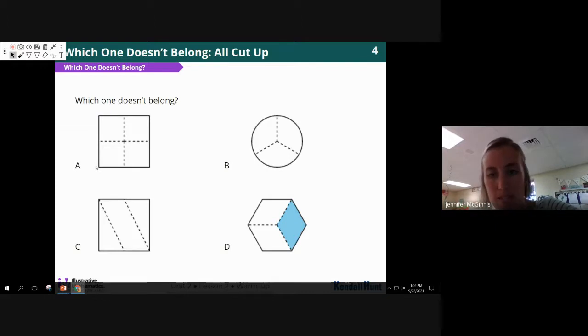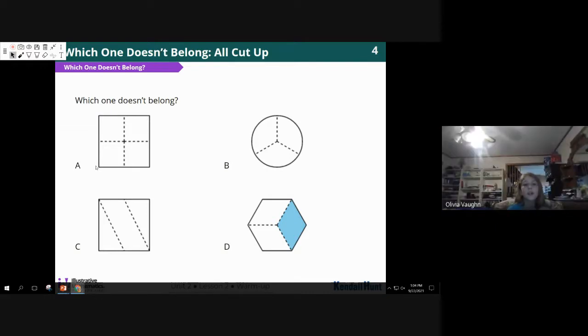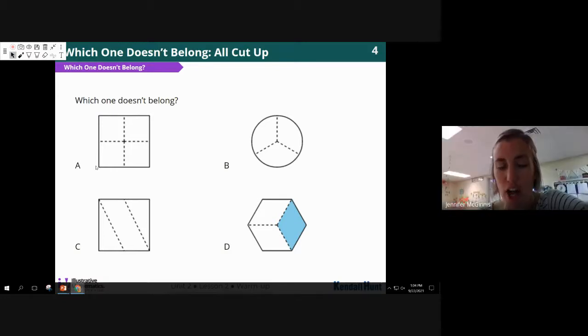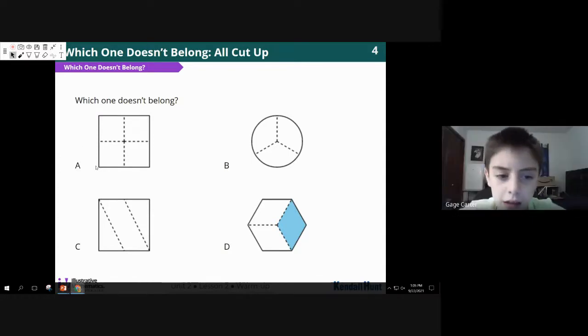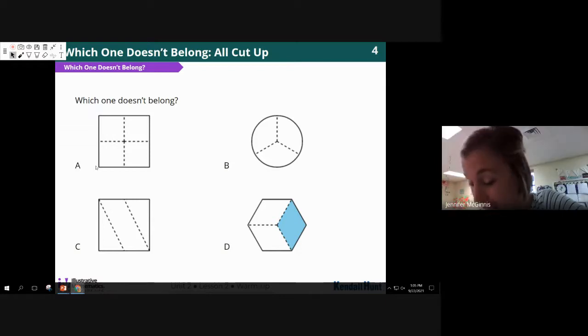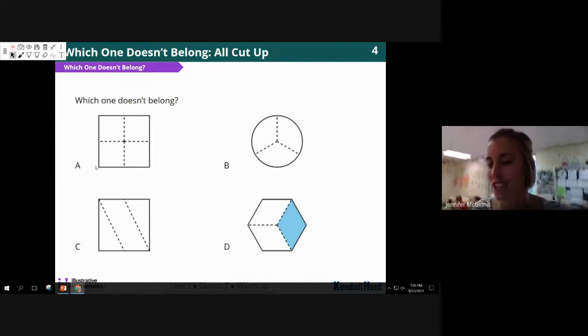Which one doesn't belong? I think C doesn't belong because they're not cut into equal parts. Very good observation. Gage, what do you think? I don't think A belongs because all the other ones have 3. Okay. Good observation. Mackenzie, what do you think? Same as Gage. Okay. Excellent. Good thoughts, you guys.